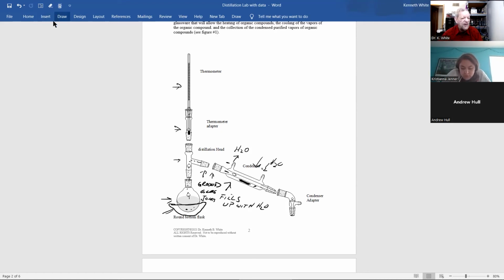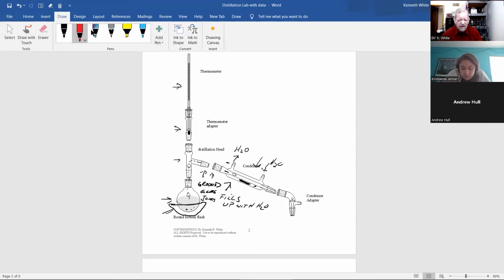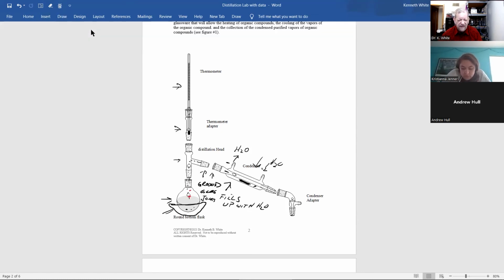Well, let me change colors. All right, everybody see the red? This is connected, so we'll go like here. And once it gets into the cool part of the inner tube, which is cooled by the outer tube, it becomes a liquid. And it comes down here to the adapter. And this is now a liquid. And that's why they call it a condenser, because it condenses.